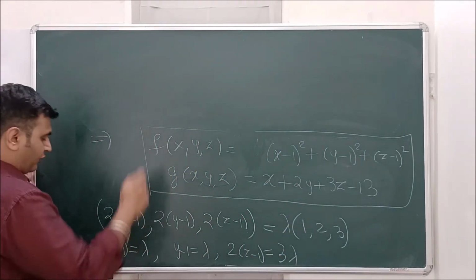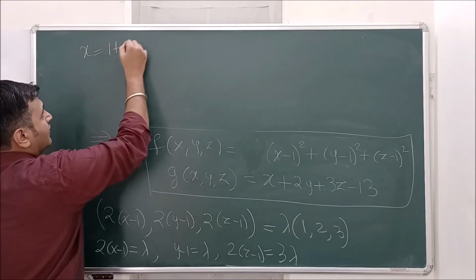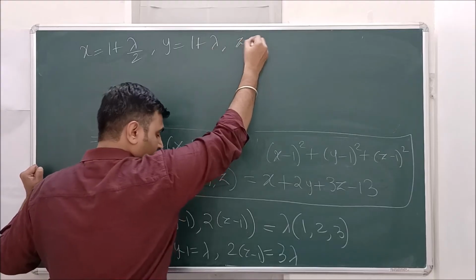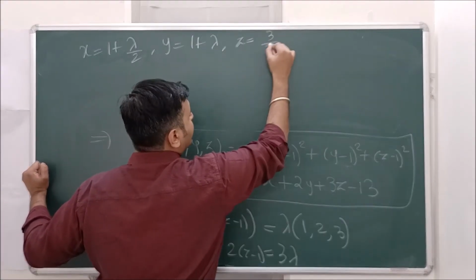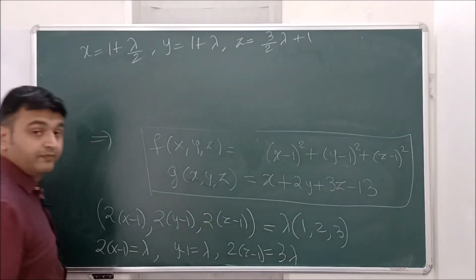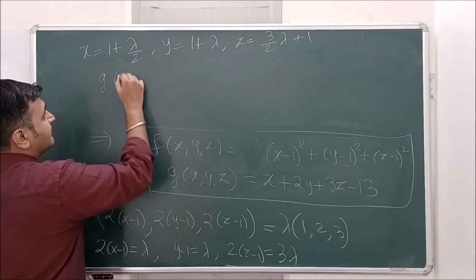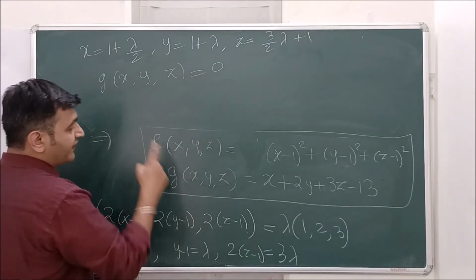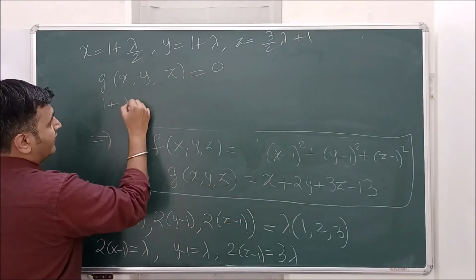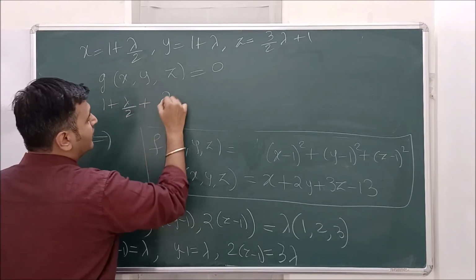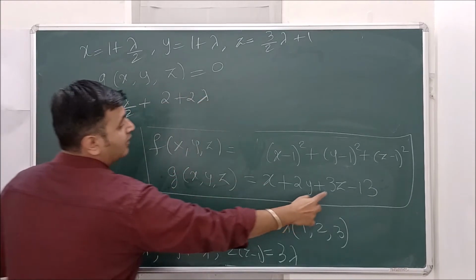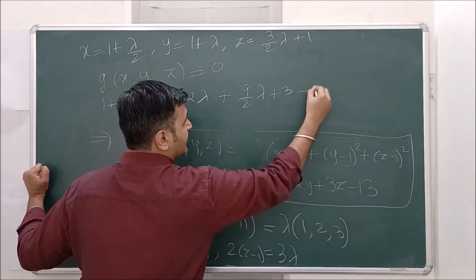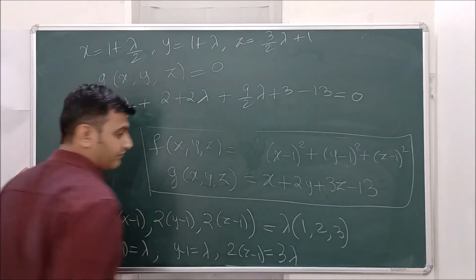So what is your x from here? You can see that your x is nothing but 1 plus lambda by 2. What is your y? 1 plus lambda. What is your z? 3 by 2 lambda plus 1. And we know that your x, y, z has to lie on this plane, on the surface. So g of x, y, z equal to 0 will imply 1 plus lambda by 2 plus 2 plus 2 lambda plus 9 by 2 lambda plus 3 minus 13 equal to 0.